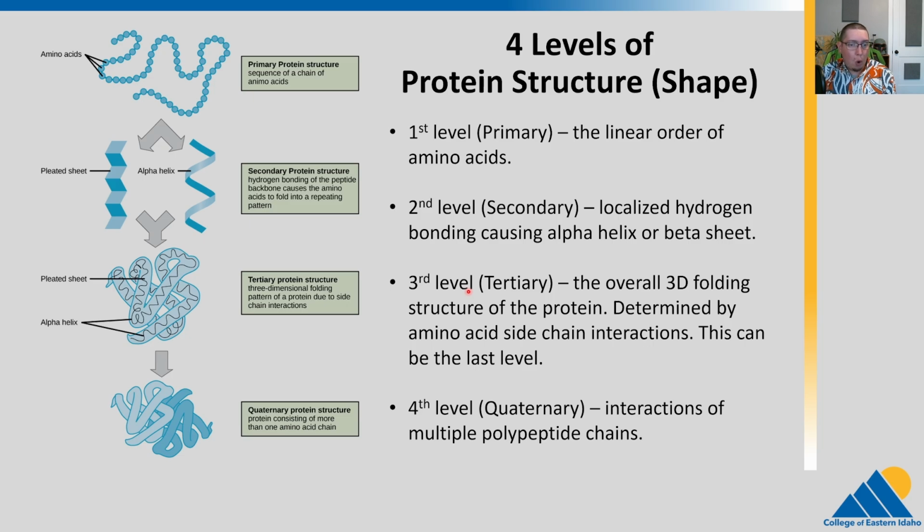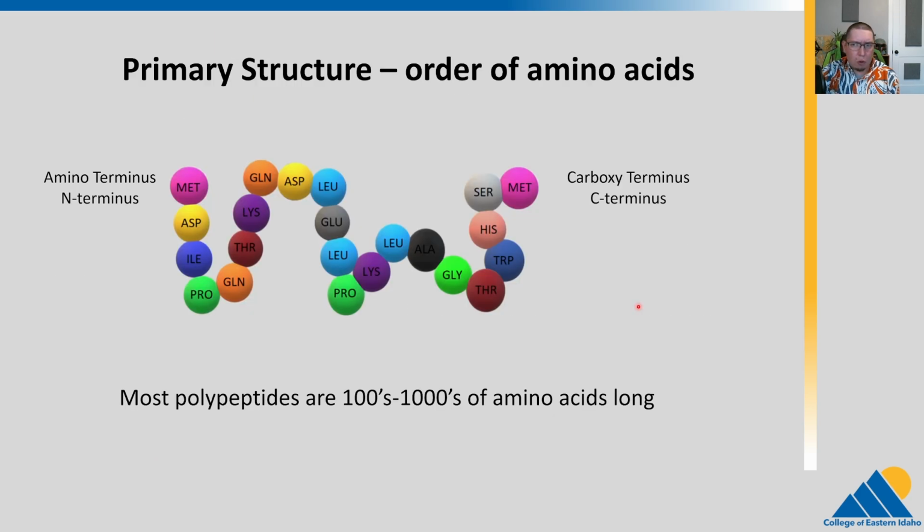But you can go one higher level called the quaternary, or 4th level. This is when you have multiple polypeptide chains that interact with one another. So here you have the light blue interacting with the dark blue. Those are 2 separate polypeptide chains. Okay, let's look at this in more detail. So let's start with the primary sequence. This is the order of amino acids. We'll learn all about how this is determined.